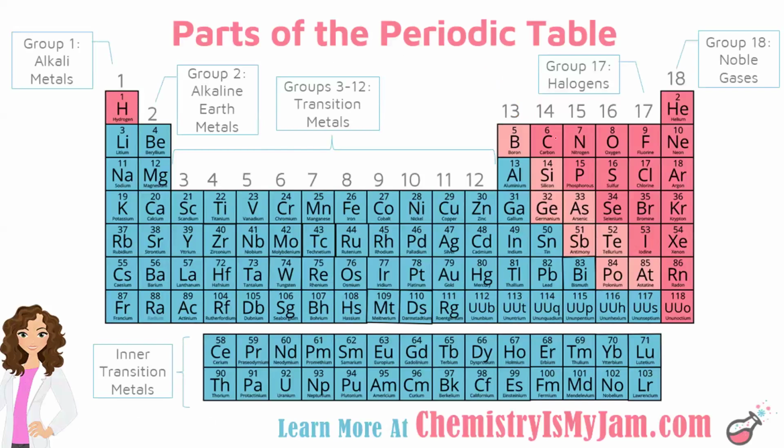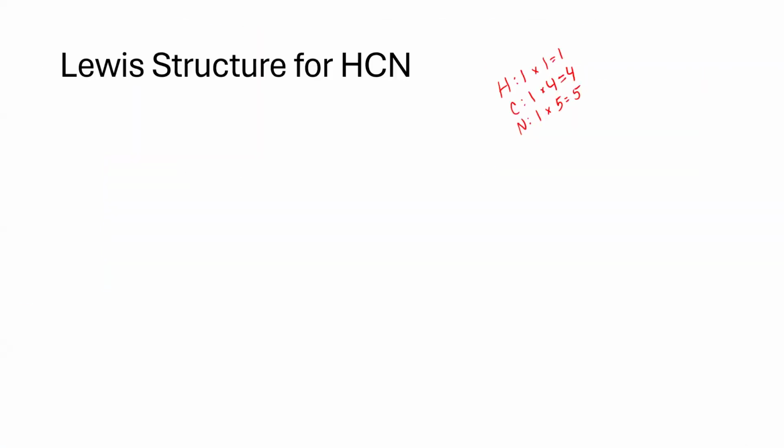Let's see, nitrogen's right here. We would count 1, 2, 3, 4, 5. Yes, nitrogen has 5 valence electrons. I total those up. I should have a total of 10 when I'm done drawing. Okay, so now I'm going to start arranging my atoms. Carbon's present, so I'm going to put carbon in the middle, a hydrogen on one side, and a nitrogen on the other side.